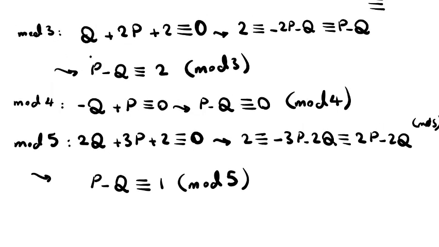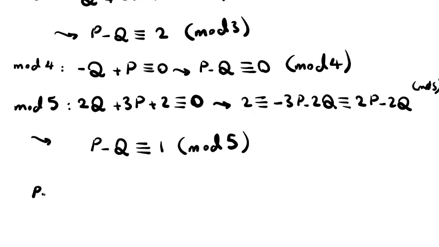Now, we have 3 mods. P minus Q mod 3, P minus Q mod 4, P minus Q mod 5. Let me write all of them in one part. P minus Q is 2 mod 3.